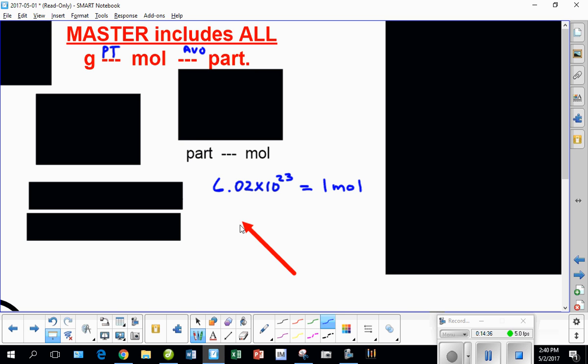If you can't remember that number, I would recommend you put that on your help sheet right now. Okay? We've used that a lot.